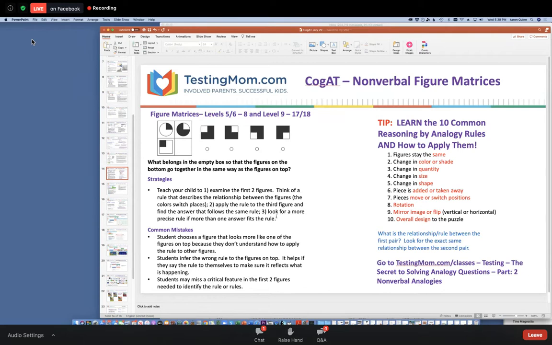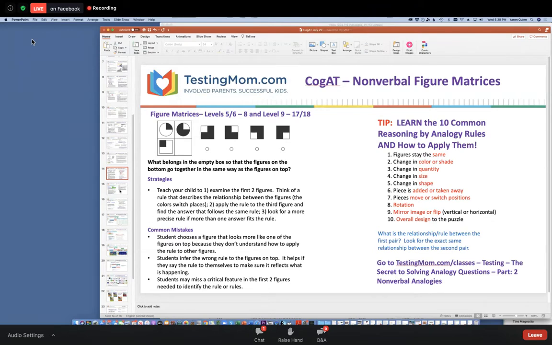And one of the nice things about being on Testing Mom is you get access to everything from our kindergarten questions to our higher level questions. But if your child has trouble with these, just go back to easier questions and start with those, and they'll get better at them.